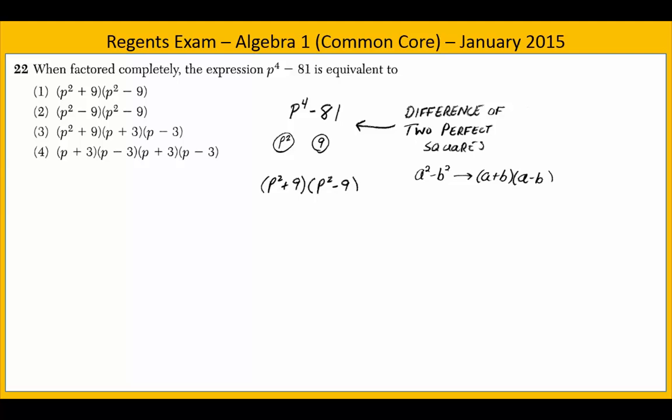Be careful, you might be tempted to choose choice 1, but not yet, because p squared minus 9 is another difference of 2 perfect squares. We can factor the difference further. A is p, b is 3. So we can factor p squared minus 9 into p plus 3 and p minus 3. Be careful, p squared plus 9, while they're both perfect squares, is not a difference, which is subtraction, of perfect squares. It's a sum, and we can't factor that term any further. Look carefully at the choices, and choice 3 is our answer.